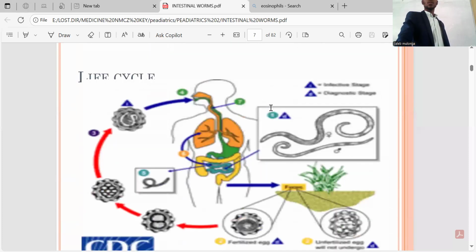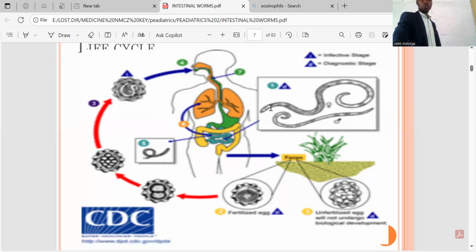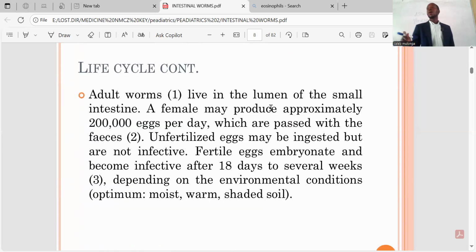So let's look at the life cycle. For the life cycle, we are going to see it, but let us try and explain what it is all about. With the life cycle, these are worms, and we said the primary host for worms is the intestines of the human host. That is the primary place where they are found.